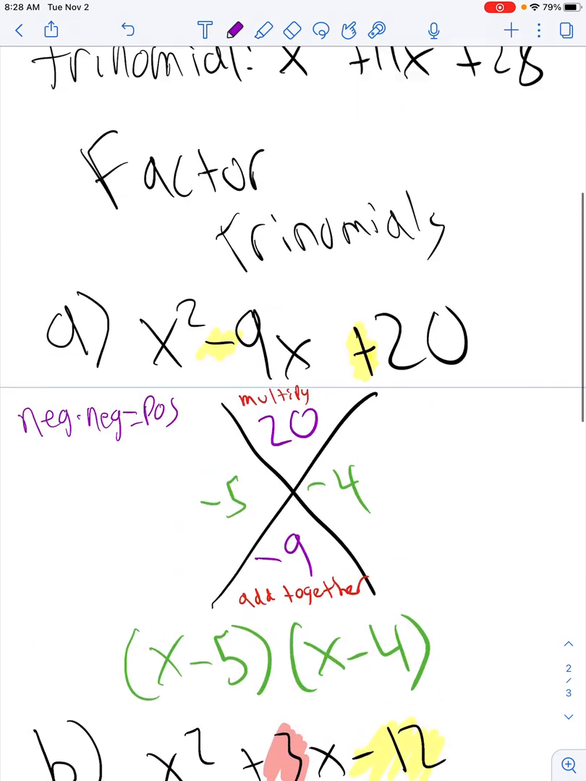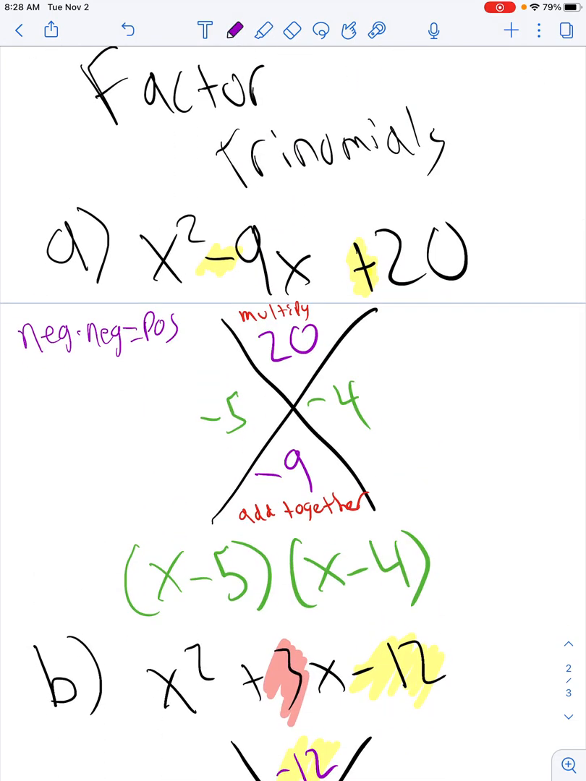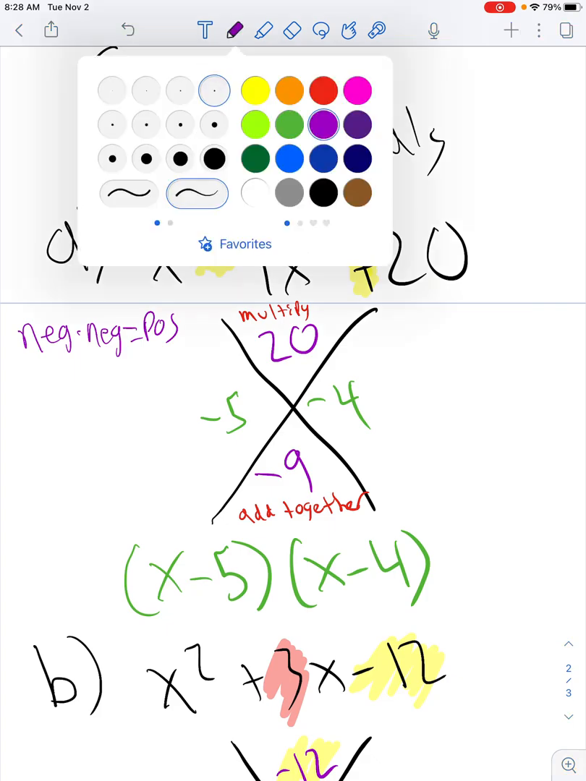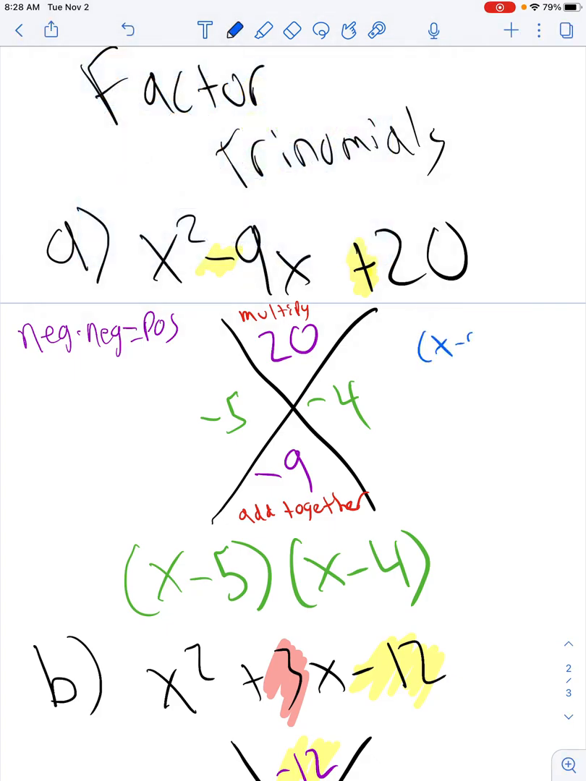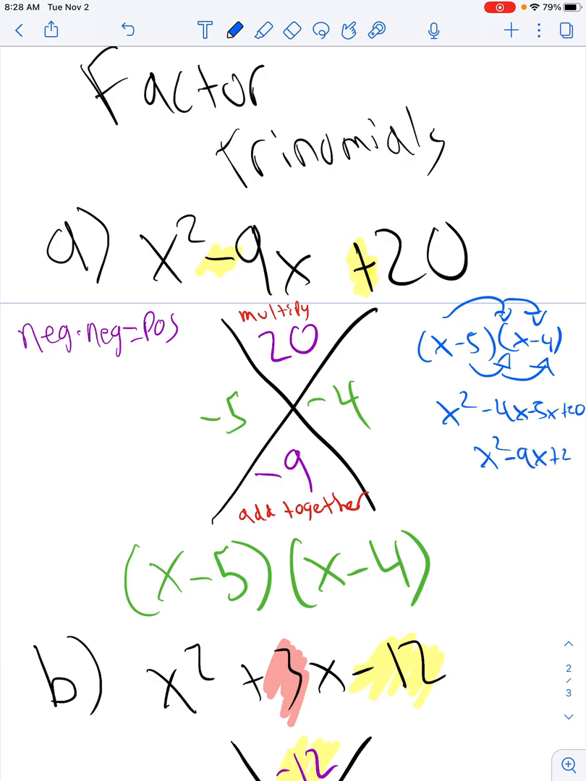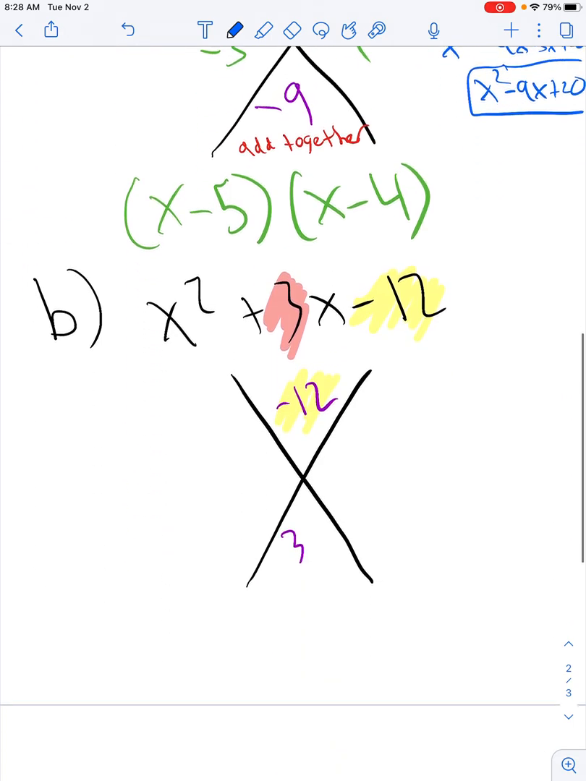So again, if you didn't believe me, if we jump back to our first problem, if I were to FOIL this out, so if I were to say x minus 5, x minus 4, multiply, multiply, multiply, multiply, x squared minus 4x minus 5x plus 20, x squared minus 9x plus 20. I ended up with the exact same thing that I started with. So again, that's kind of our goal.